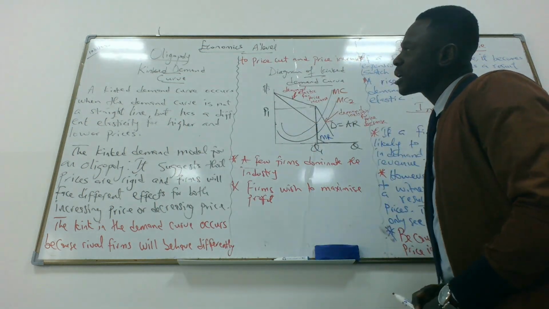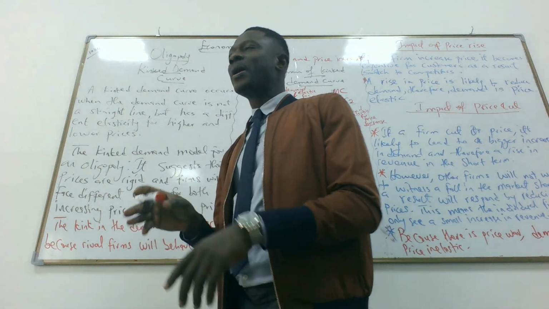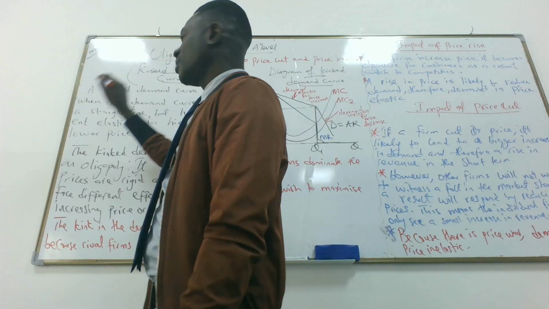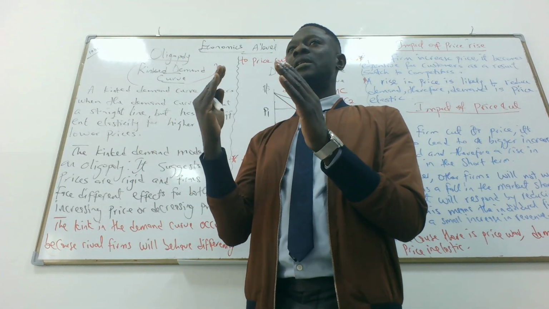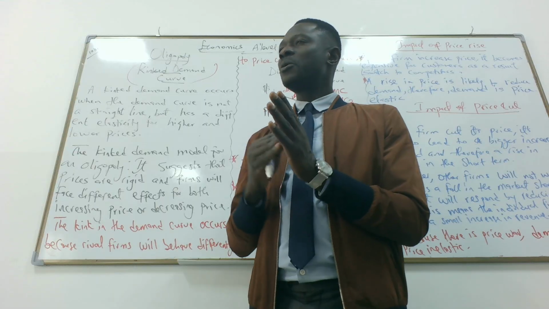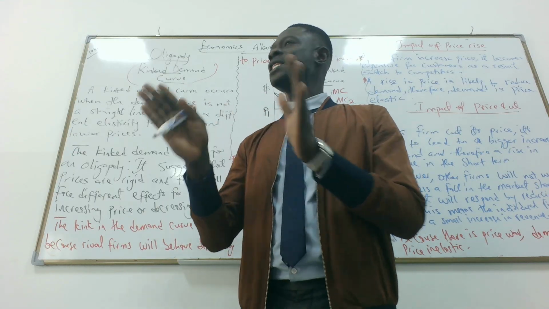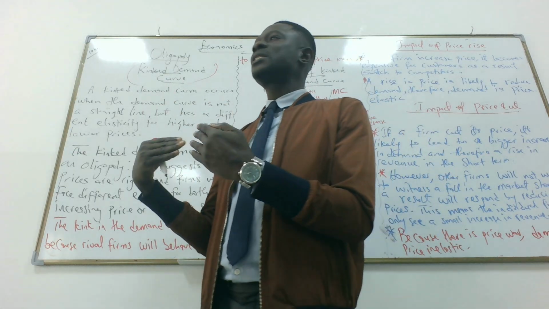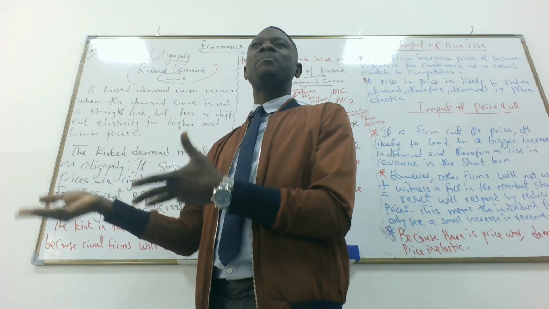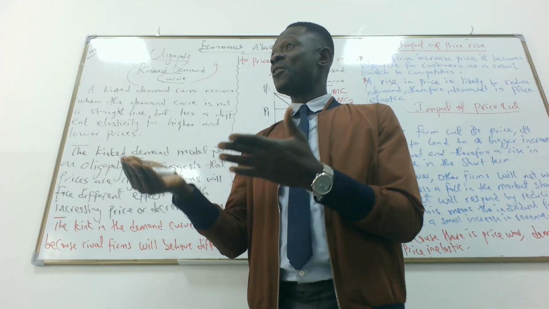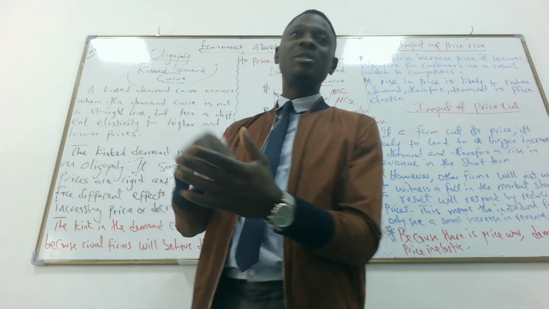Alright, so we're going to talk about, it's still oligopoly, so we're going to talk about the kinked demand curve. In summary, the kinked demand curve is just telling us that there are different behaviors for firms when it comes to price increase and decrease. What happens when the firm in the oligopolistic market increases the price? And what happens when the firm reduces the price?